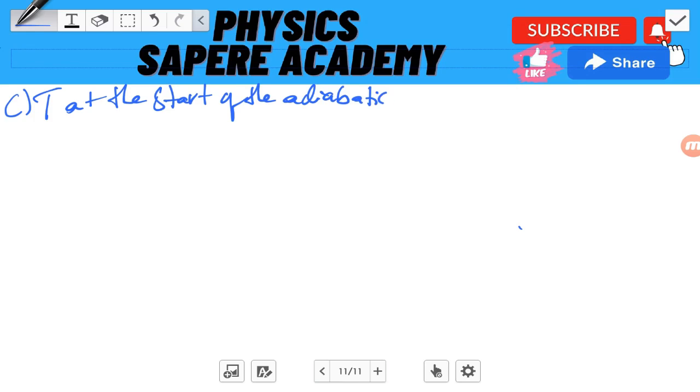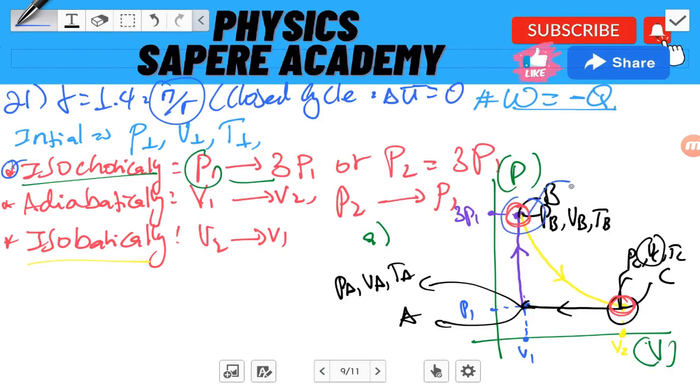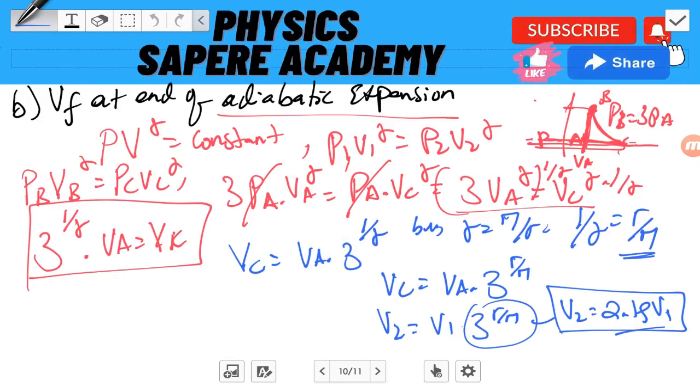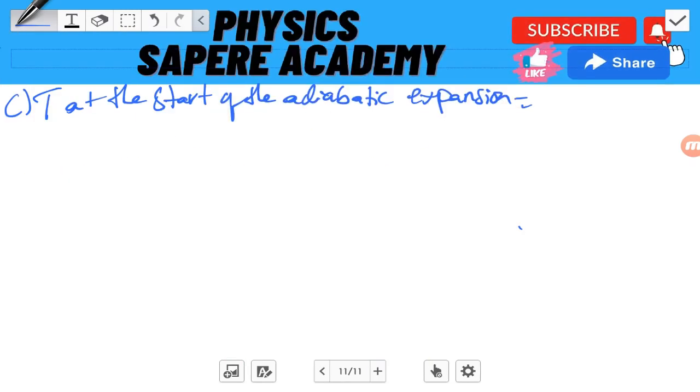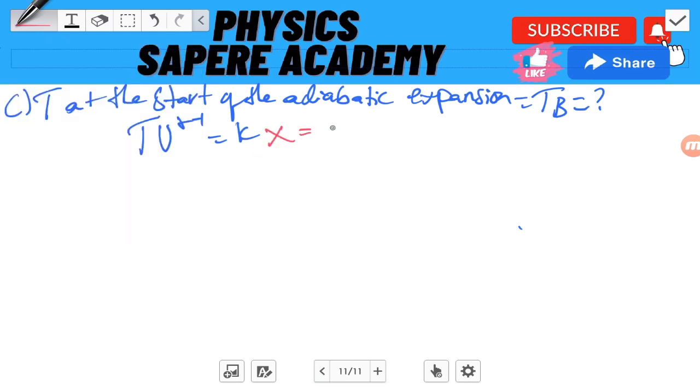Now the adiabatic expansion, as shown on the graph, started here. That is TB. On the other side, what is TB is what we're asked. So this is the same as TB equal to 1. Now to solve this, what do some students use? First a relation, that is T multiplied by V^(gamma minus 1) is constant. Now we cannot use this equation here because this equation works for adiabatic processes, right?